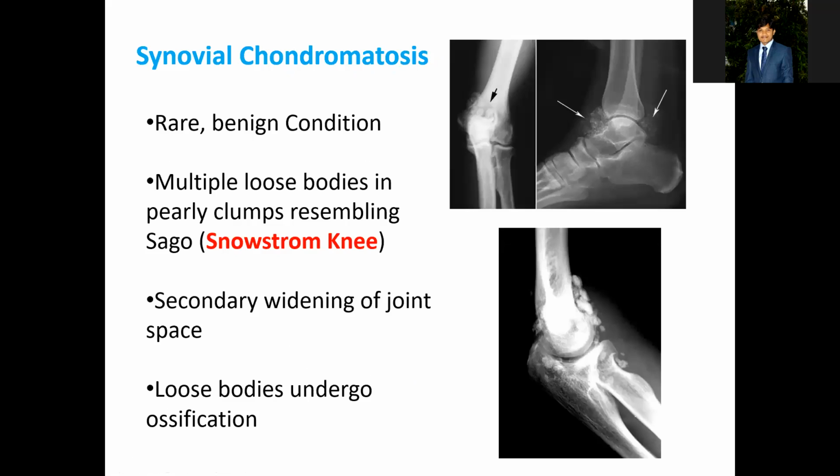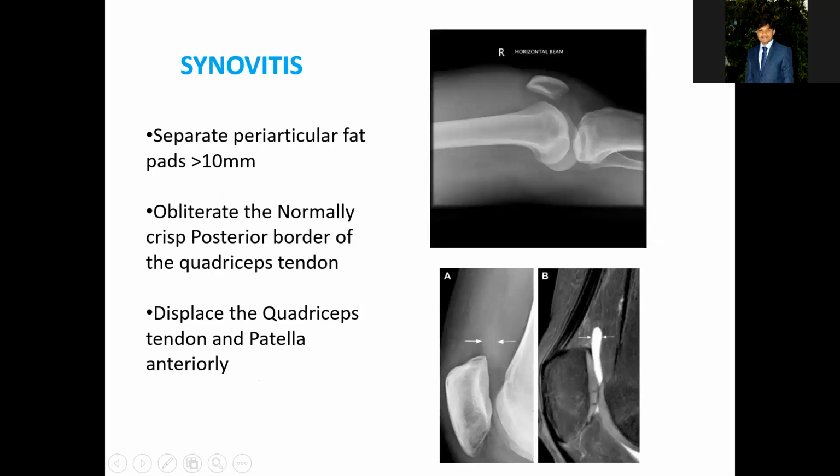Synovial chondromatosis causes synovial effusion. This is a rare benign non-cancerous condition with multiple loose bodies, appearing like a snowstorm in the knee. Secondarily, there is narrowing of the joint space, and the loose bodies undergo ossification, then appear in the X-rays. Synovitis of the knee, radiological findings: a separate periarticular fat pad more than 10 mm, with obliteration of the crisp posterior border of the quadriceps, with displaced quadriceps tendon and patella anterior.